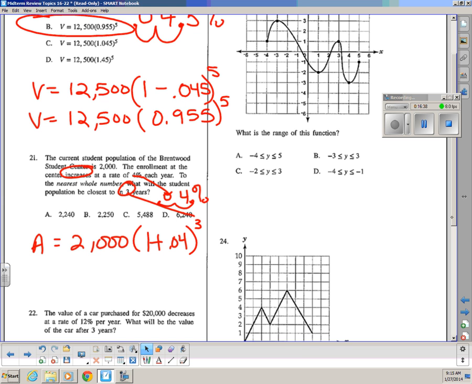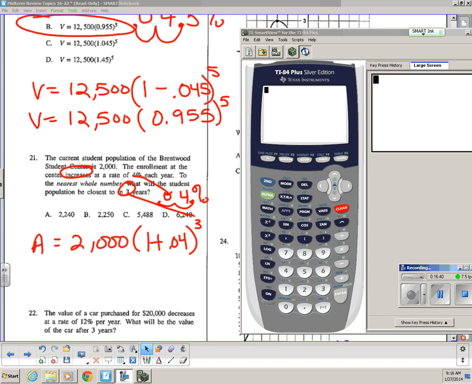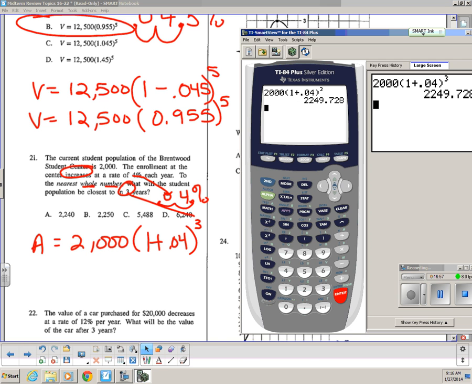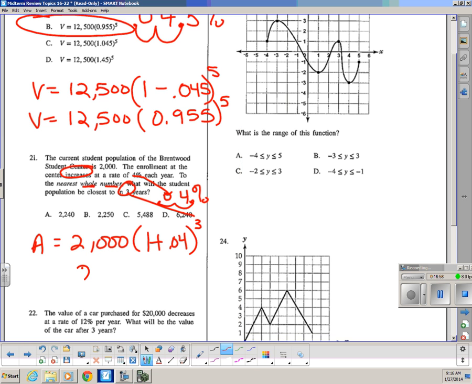So basically, I need to plug that into the calculator. I can type this directly into the calculator, 2,000, parentheses 1 plus 0.04, you can just do 1.04 there, to the 3rd power. We want this rounded to the nearest whole number. Be very careful. This gives us an answer of 2249.728, which rounds to 2,250, choice B.